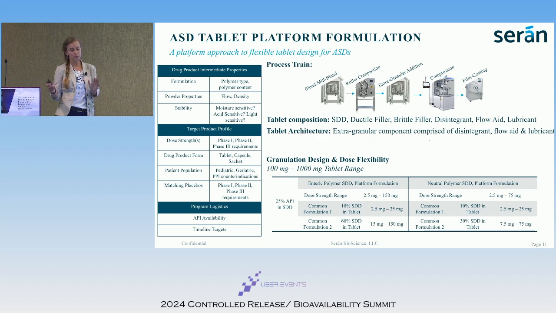The neutral polymers, like I said, are a little bit more limited. We can't get quite as much SDD into the tablet. And so again, when you're thinking about selecting the drug loading and the polymer for the SDD, that needs to be taken into consideration. But we can get to 30%, maybe 40%, depending on the properties of the polymer or the properties of the API. But that's one that we need to test a little bit more.